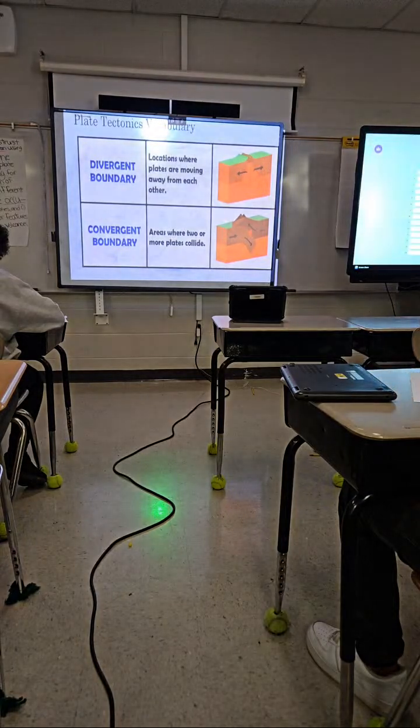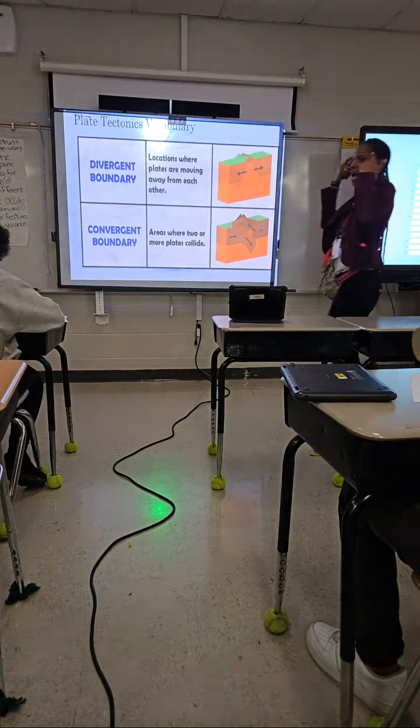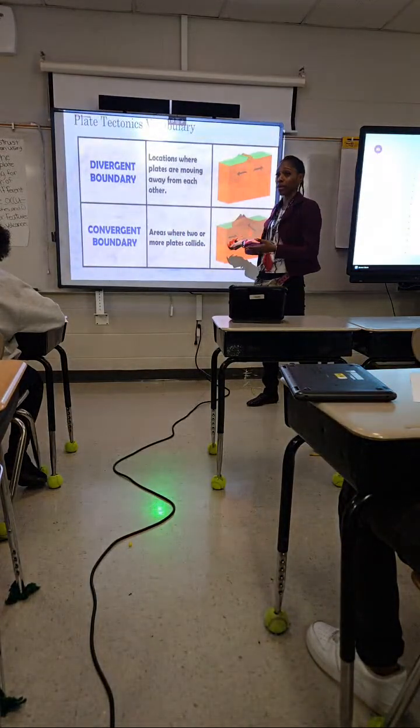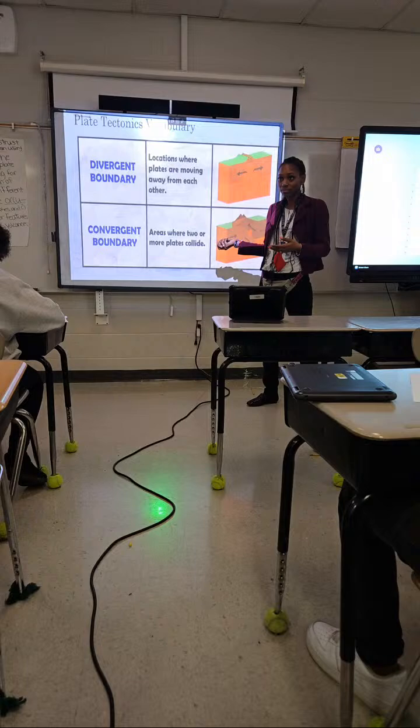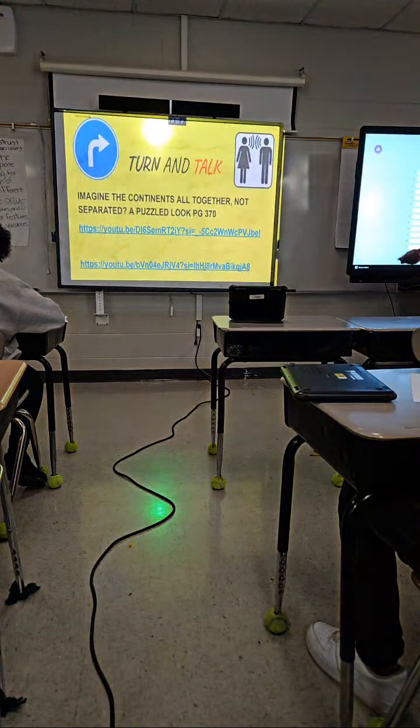Oceanic, you think occurs where? Oceanic boundary occurs where? It occurs in the ocean. And then the continental one occurs where? On the continent. Okay.